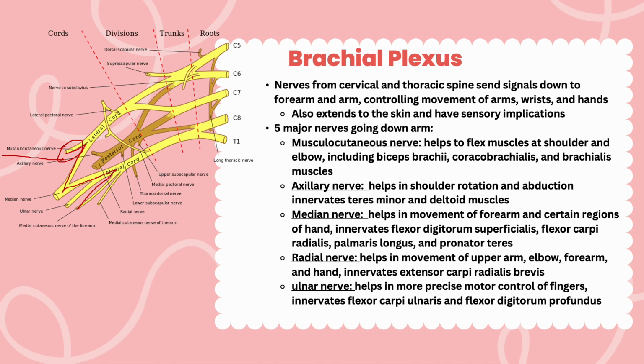So anyway, the musculocutaneous nerve's main function is to help flex the muscles at the shoulder and the elbow, and it innervates the biceps brachii, coracobrachialis, and brachialis muscles.